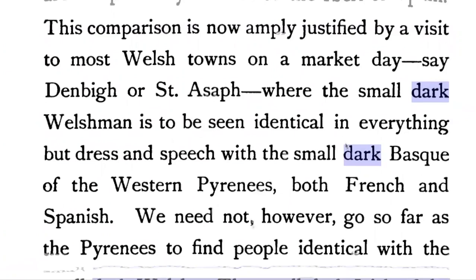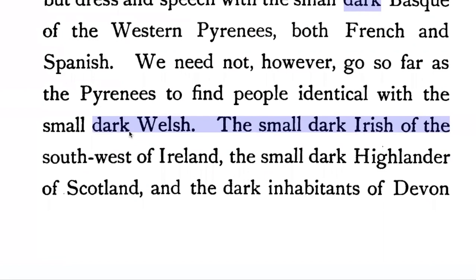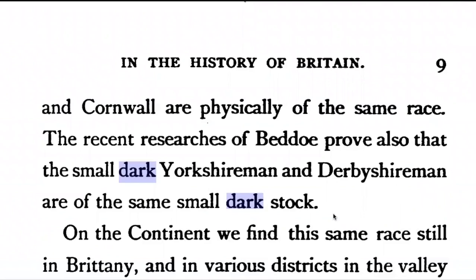We need not, however, go so far as the Pyrenees to find people identical with the small dark Welsh, the small dark Irish, again, the small dark Irish, because we're going to get into the Irish, the small dark Irish of the southwest of Ireland, the small dark Highlander of Scotland. All right, the Highlander, who was the Highlander? The Stewarts were in the Highlanders. And the dark inhabitants of Devon and Cornwall are physically of the same race. The recent researches of Beddoe prove also that the small dark Yorkshireman and Derbyshireman are of the same small dark stock.